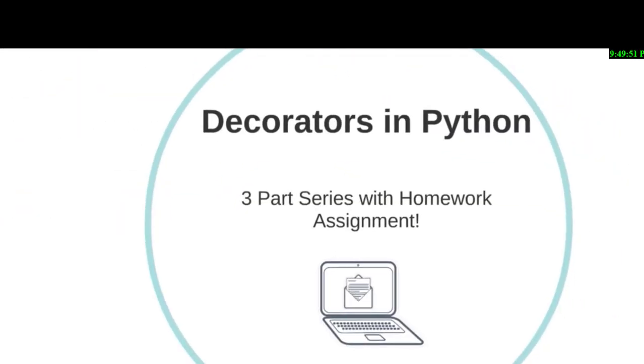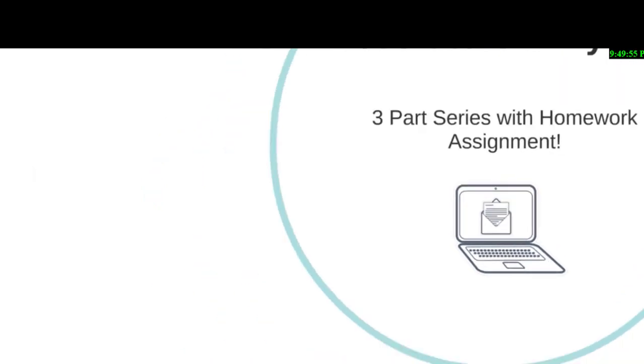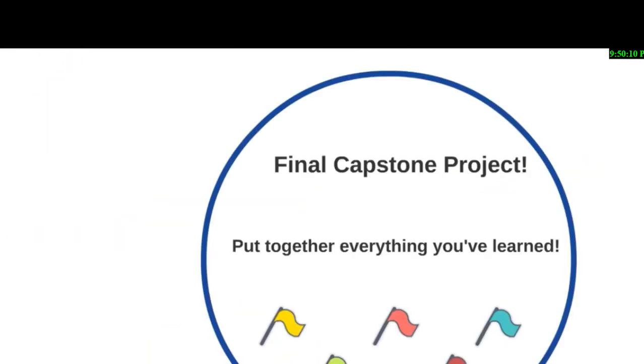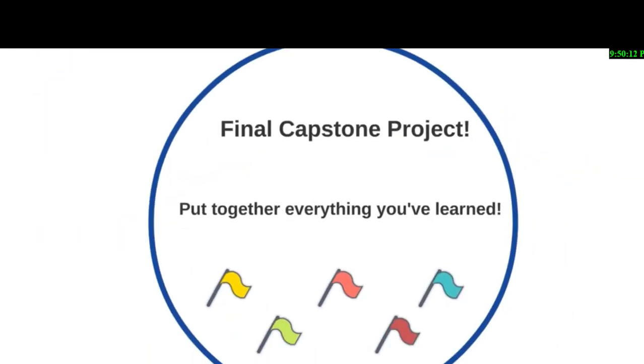Next, we'll learn about decorators in Python, a 3-part series ending with a homework assignment. Afterwards, we'll learn about Python generators, including iteration versus generation discussions, how to create generators, and a homework assignment, again, to test your knowledge about Python generators. After that, we'll put together everything you've learned in a final capstone project.